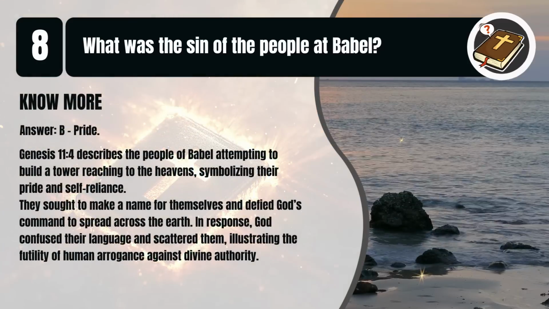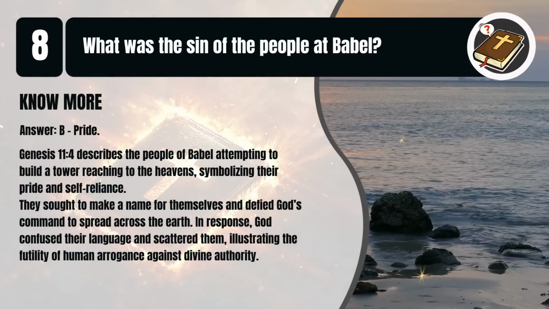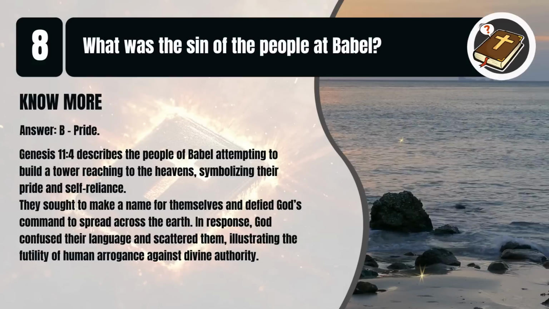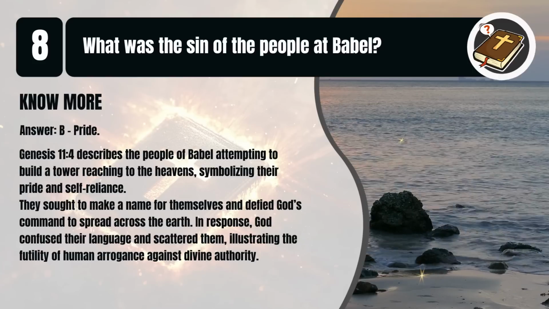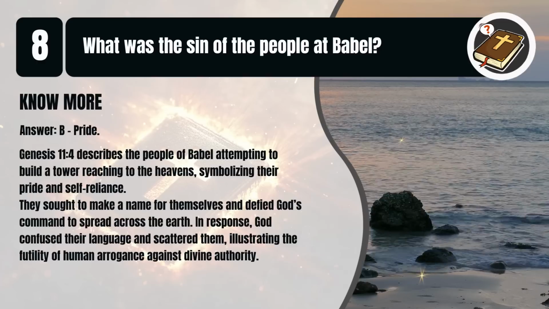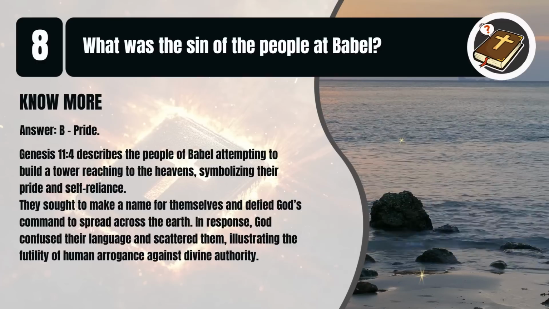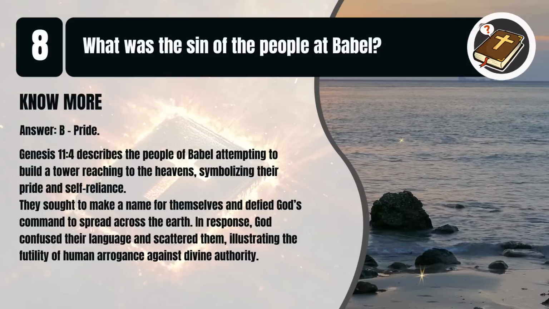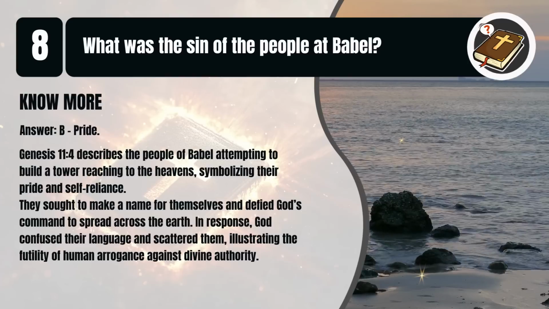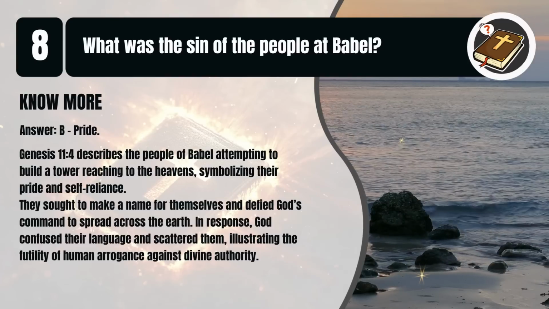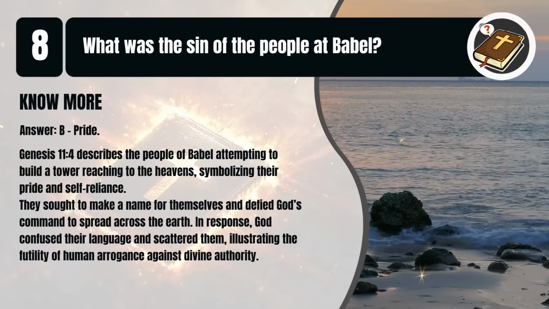That's B. Pride. Genesis chapter 11 verse 4 describes the people of Babel attempting to build a tower reaching to the heavens, symbolizing their pride and self-reliance. They sought to make a name for themselves and defied God's command to spread across the earth. In response, God confused their language and scattered them, illustrating the futility of human arrogance against divine authority.